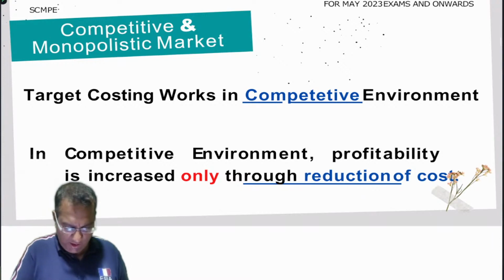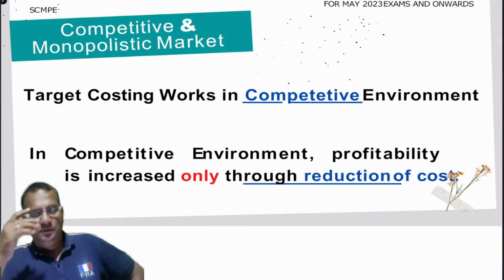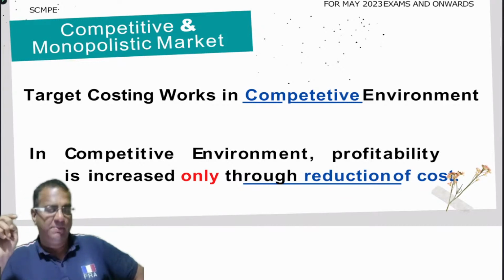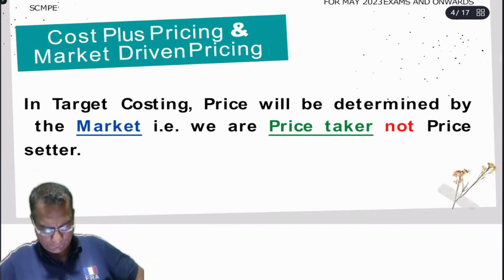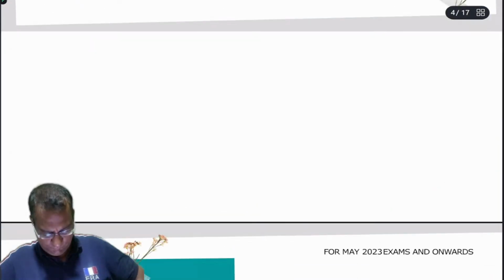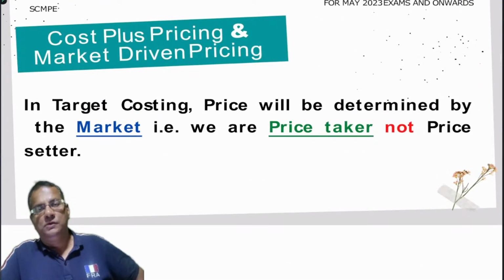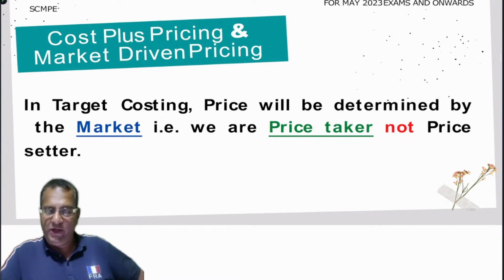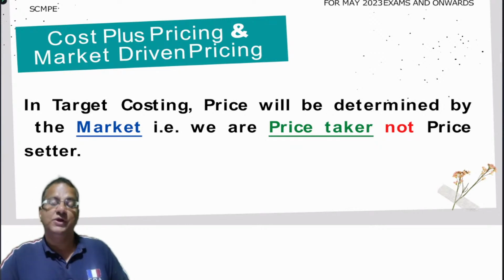Yes Avijay beta, you have said it absolutely right. Let's move ahead, beta, write this. In a competitive environment, comma, the only way to increase the total profit of the organization is to reduce the cost.